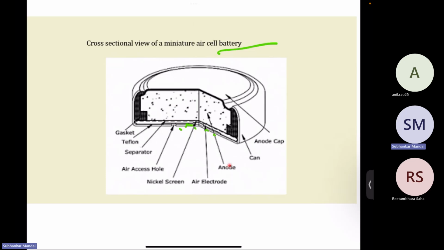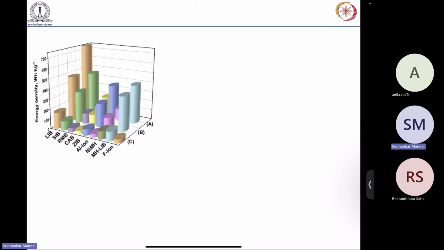So now the question: why, in recent times, are people interested in lithium ion batteries? Here this is the energy density diagram, in watt-hour per kg. I already showed how you can calculate it, the formula to calculate the energy density. Here you can see different types of batteries: this is the lithium ion battery, and SIB, that is sodium ion battery, and likewise zinc ion battery, calcium ion battery, aluminum ion battery.